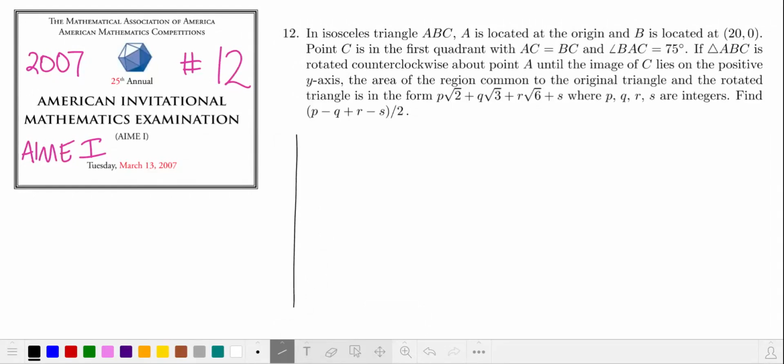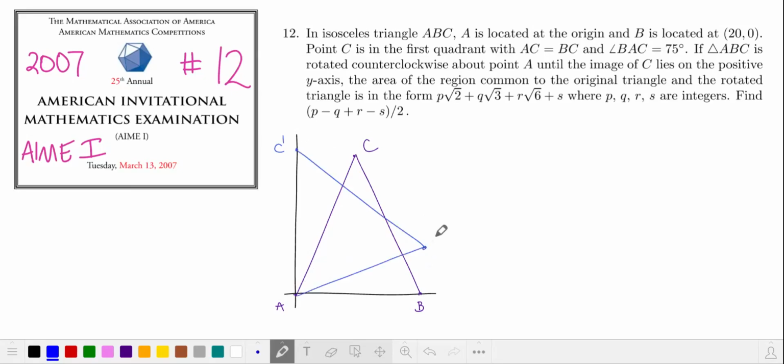Let's draw our two triangles. Here is triangle ABC, and then we'll rotate it about point A so that C maps up here, and B will map over somewhere around here to B prime. Let's label these new intersections D, E, and F. We want to find the area of the overlapping region, so that's the area of A, D, E, F.